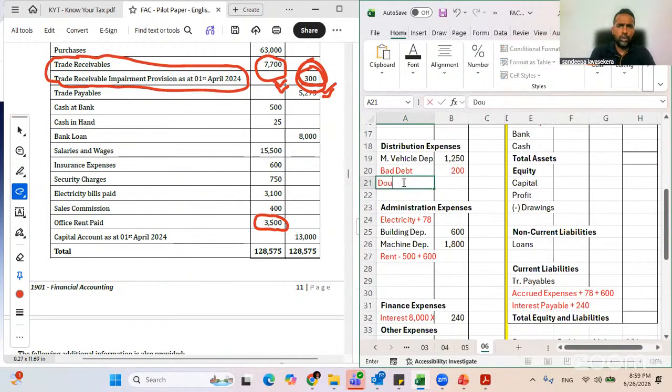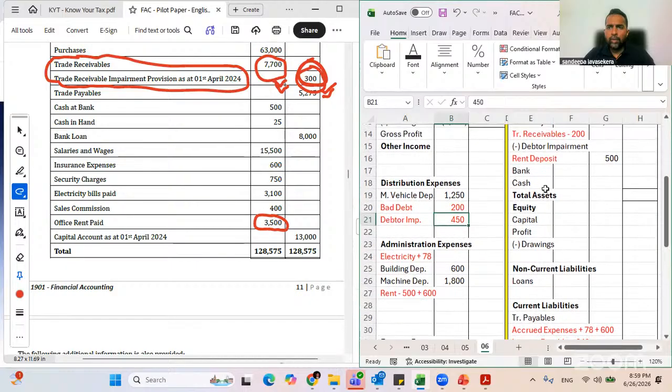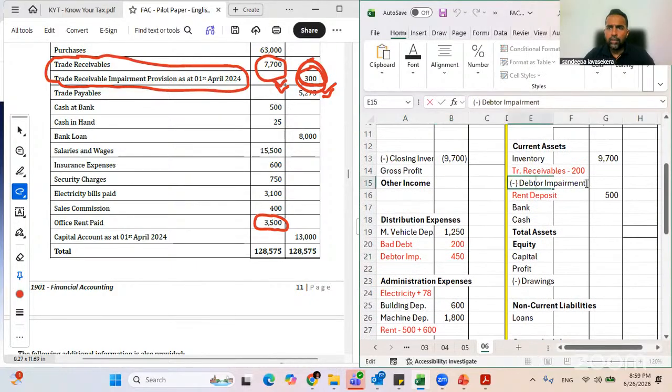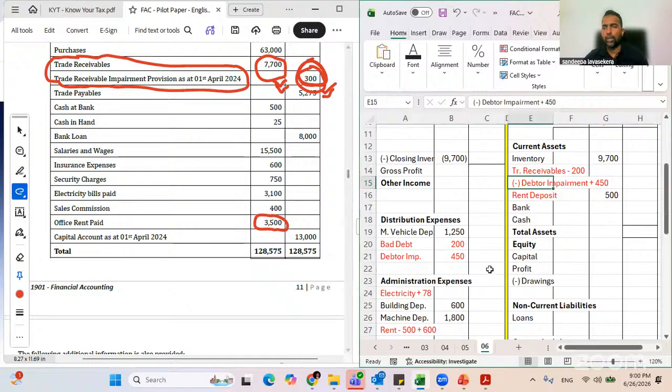So the doubtful debt, or the debt impairment, how much? 450. And we have to deduct it; the debt impairment will increase by 450. So on one side it's an expense, and on the other side I am adding that to the provision.